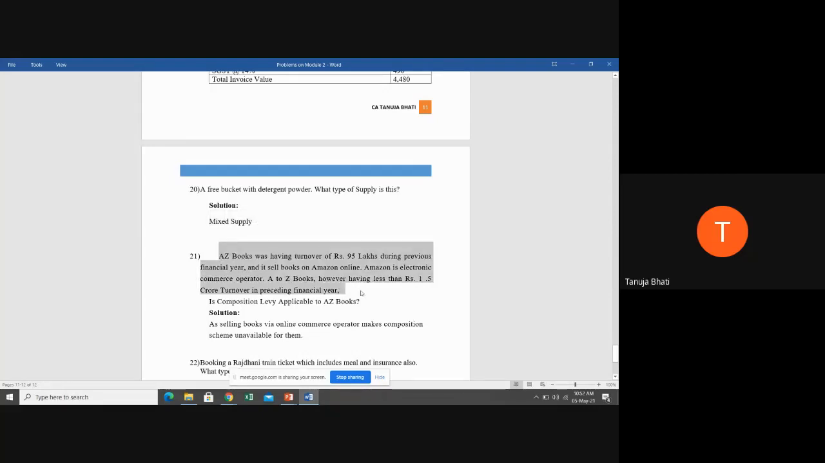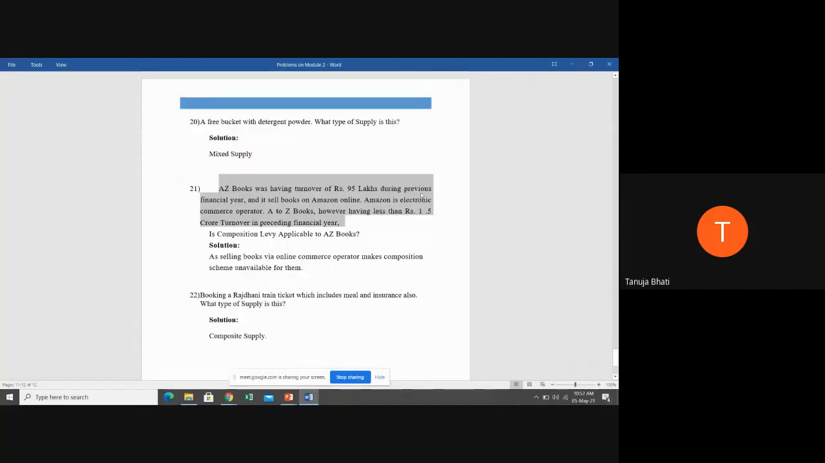Next, A to Z Books had a turnover of 95 lakhs during the previous financial year, and it sells books on Amazon online. Amazon is an electronic commerce operator. A to Z Books, however, had less than rupees 1.5 crore turnover in the preceding financial year. So is composition levy applicable to A to Z Books?